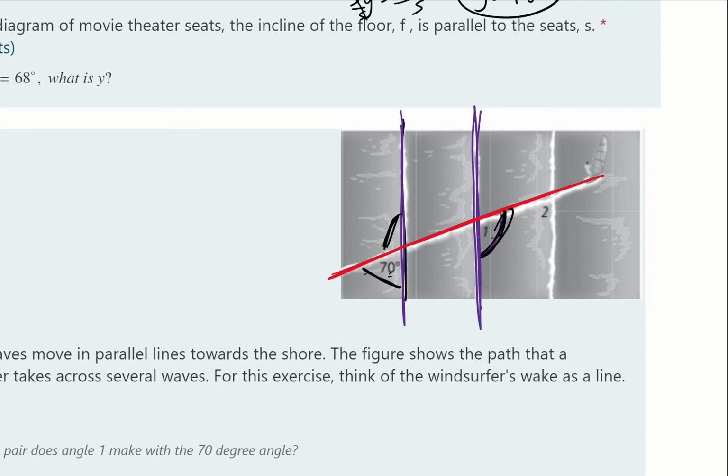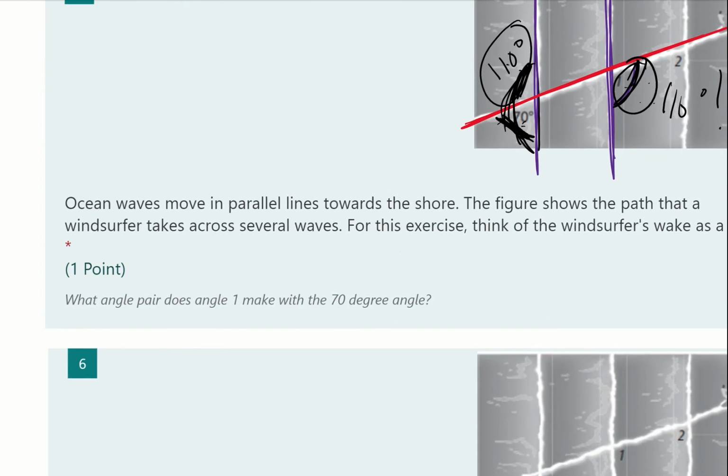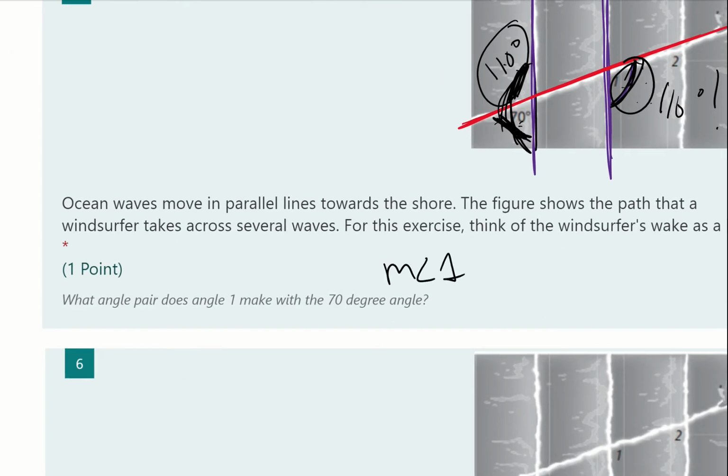So let's use that. If this is 70, then this has to be 110, because 110 plus 70 is 180. Okay, and now we know that 110 and 1 have to be equal because they're alternate exterior angles. So this has to be 110. So angle 1 is equal to 110 degrees.